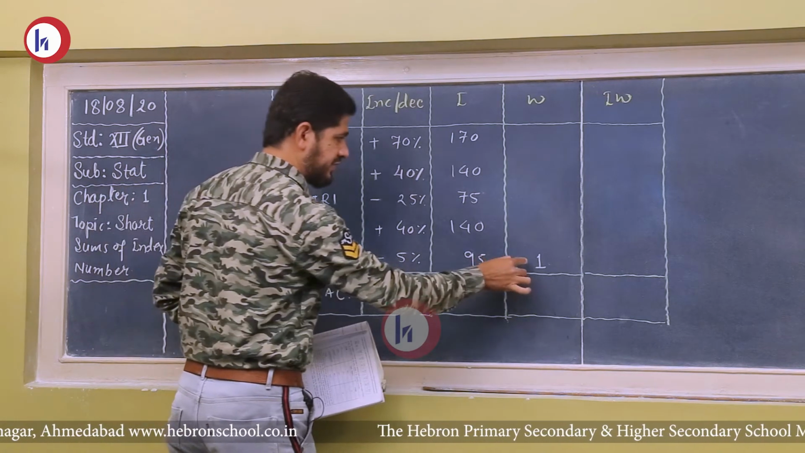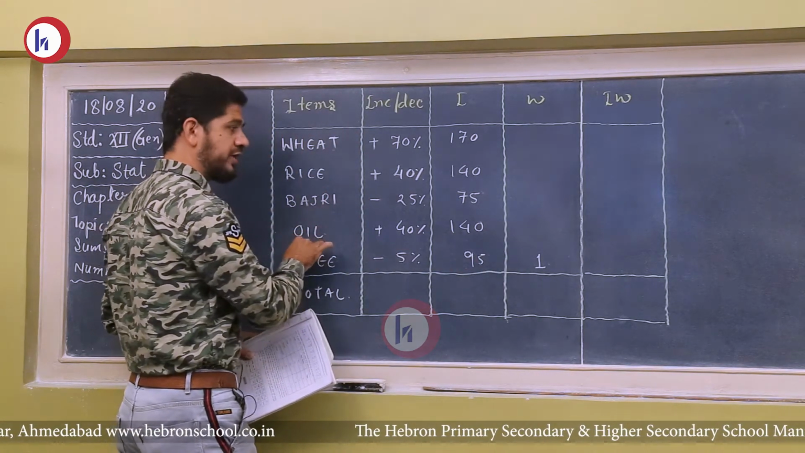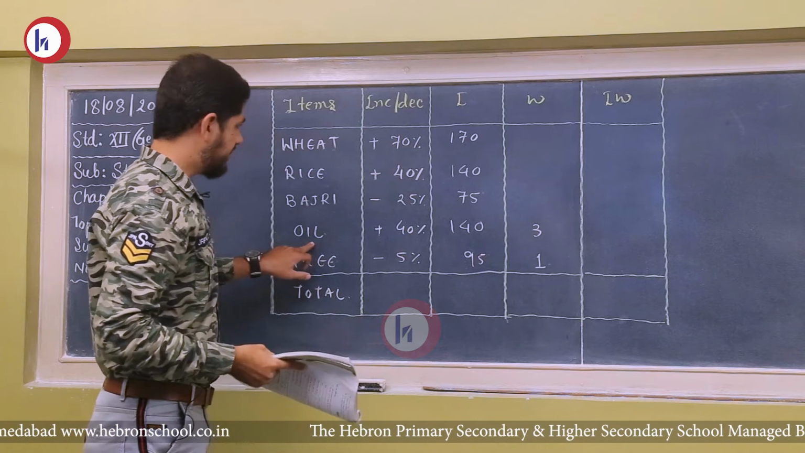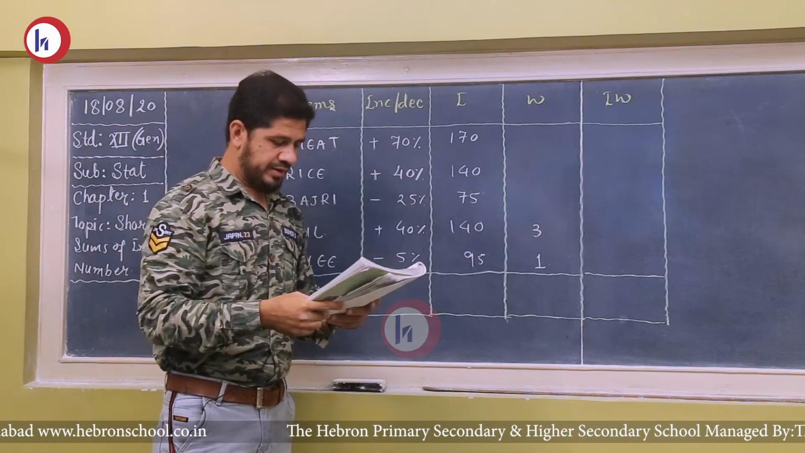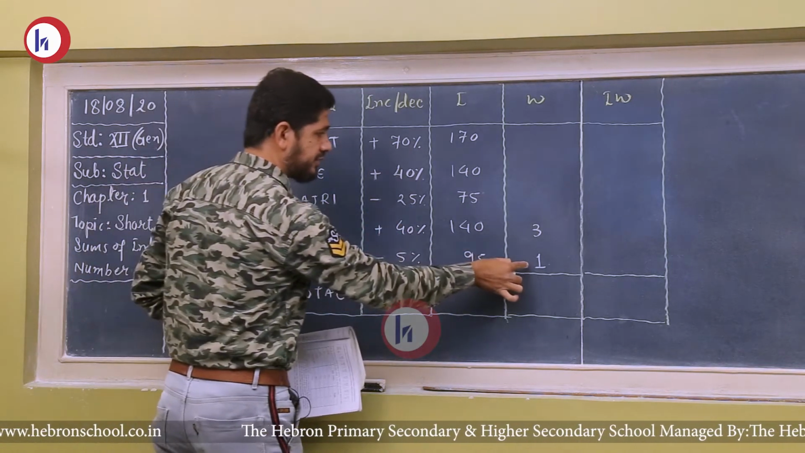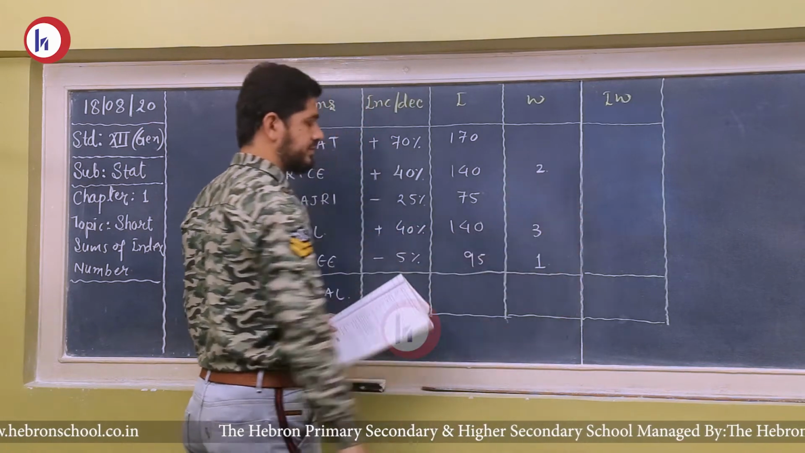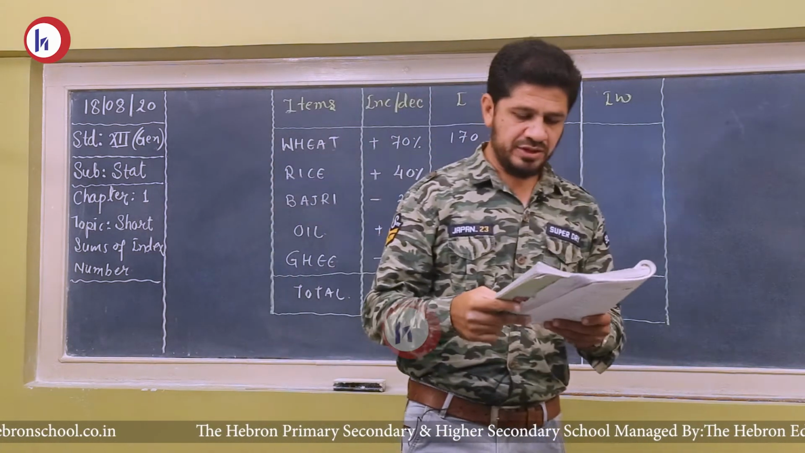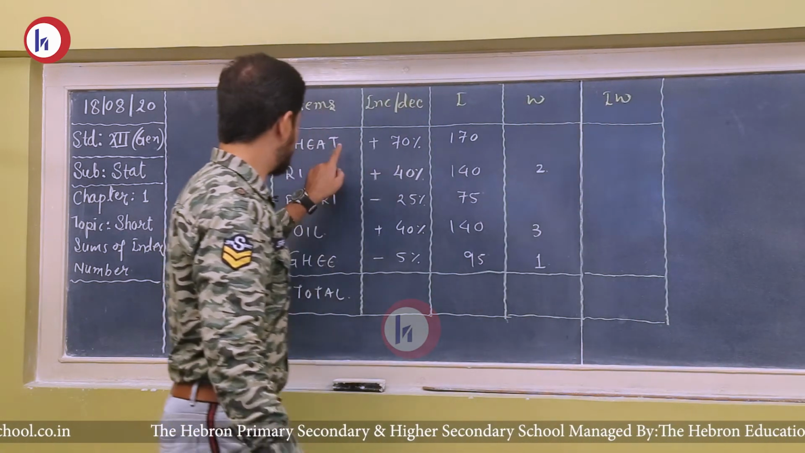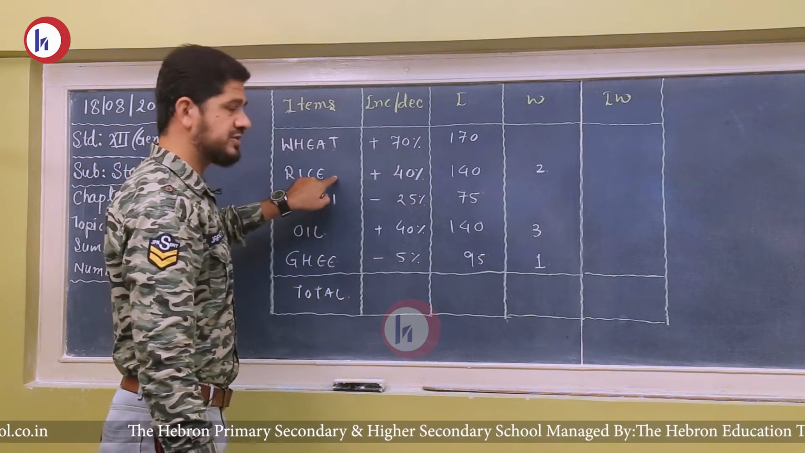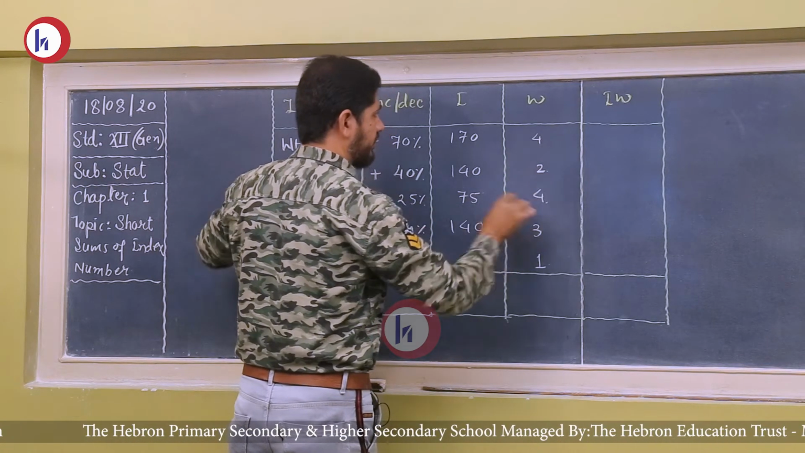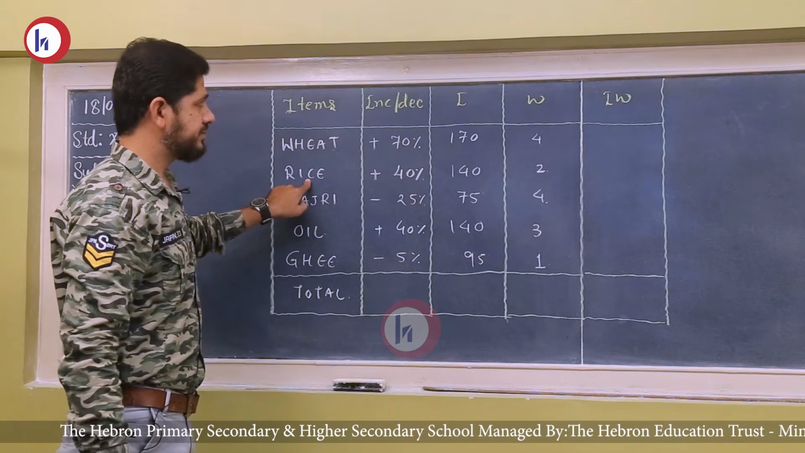Suppose the importance of ghee is 1. Now the importance of oil is 3 times the ghee, so multiplied by 3, the importance of oil will be 3. Now the rice is double the ghee, so the importance of rice will be 2. Again, the importance of each of wheat and bajri is double that of rice. So what is the importance of rice? 2. So it will be 4.